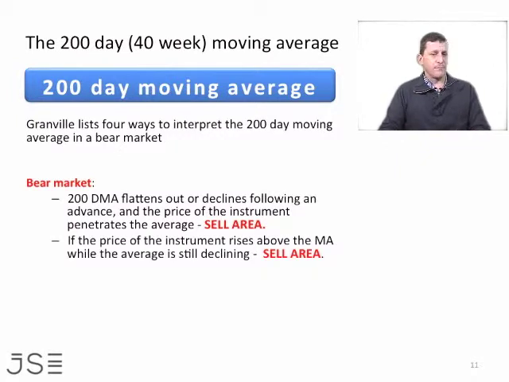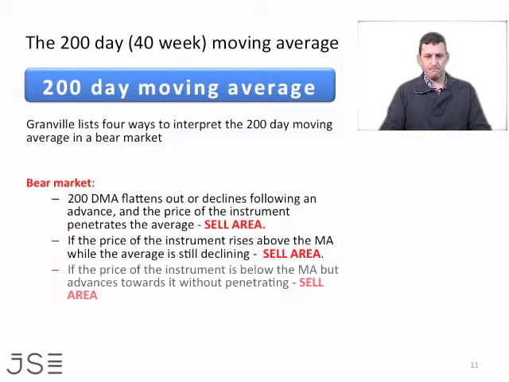The second way to interpret it is if the price of the instrument rises above the moving average while the average is still declining, just as in our example in the previous chart. This also constitutes a good selling opportunity. Thirdly, if the price of the instrument is below the moving average but advances towards it without penetrating it, meaning that it gets stuck at that resistance level, this is also an opportunity to sell.